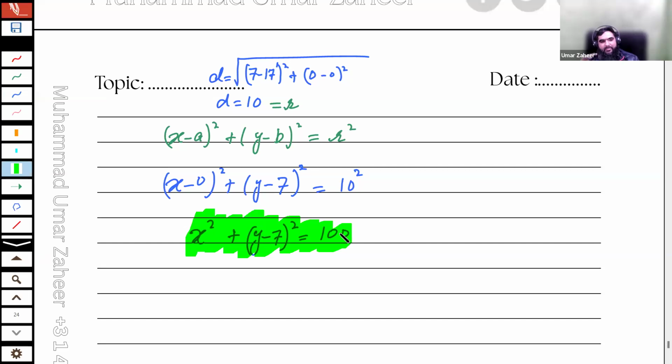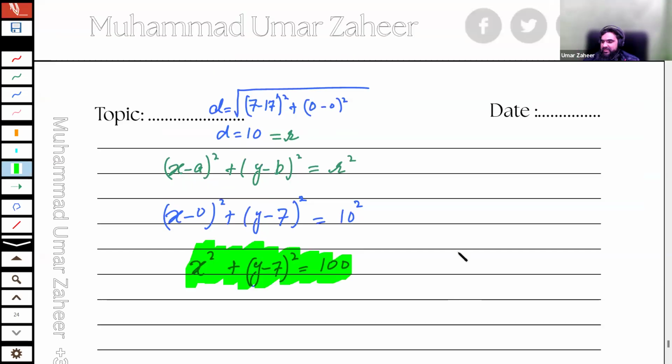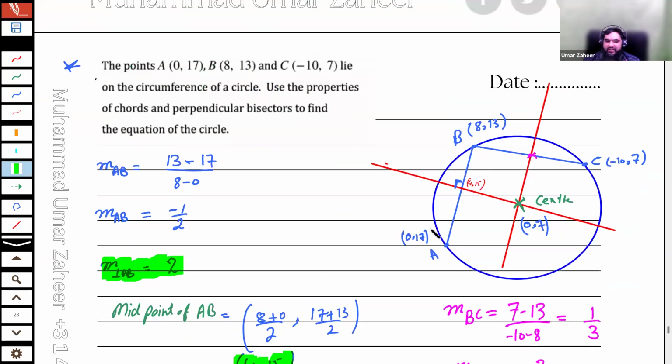So look here, the examiner just gives you the 3 points that are on the circumference, and by using those points, we have found the equation of a circle.